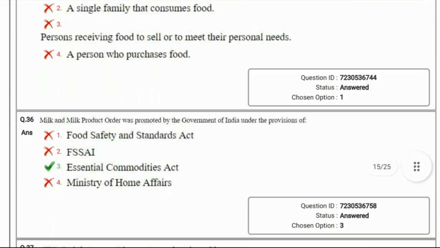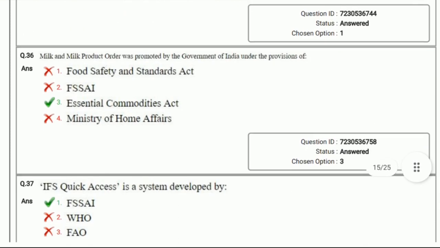Next question, milk and milk products order was promoted by the government of India under the provision of. So the answer is Essential Commodities Act, and there were many other orders under the same Essential Commodity Act, which are edible oil regulations, then meat product order, and then fruit product order. So there were total of 8 orders under this Essential Commodities Act.